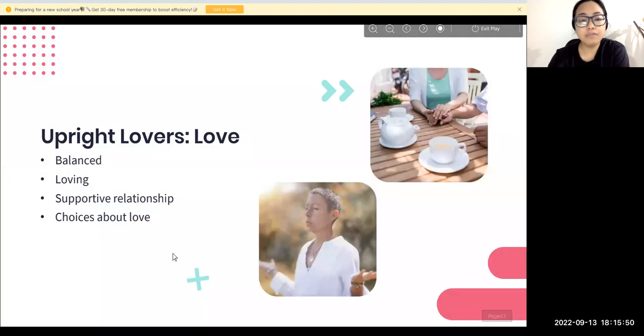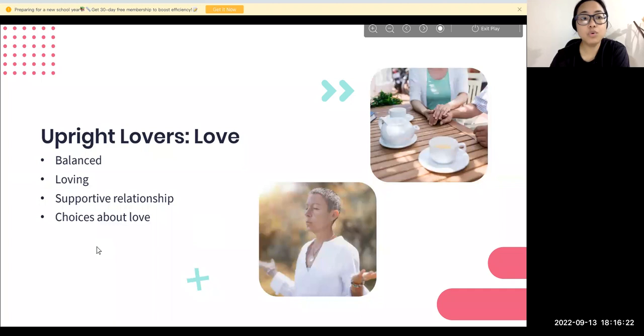So as a Lovers card in a love reading, it means that you and your partner will have a balanced, loving relationship. Or if it is about a relationship between husband and wife, then definitely you're having a very loving, supportive relationship with your husband or wife. Your partner is very supportive. You are very supportive to your partner, and you are also making a choice about your love life. Maybe this person coming into your life is definitely bringing a lot of balance and loving energies.